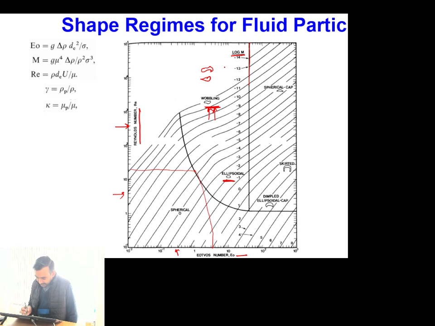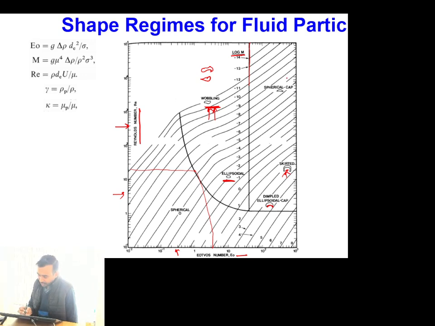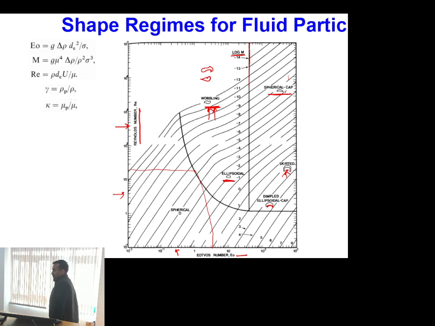Here, when our Bond number is very high and at low Reynolds number, we can have a dimpled ellipsoidal cap, where the shape is in the form of an ellipse but at the tail it is distorted. It has some dimple formation, which is why the name is dimpled ellipsoidal. Once you slightly increase the Reynolds number, the bubble will be in the shape of a skirted bubble. And finally, if you have very high Reynolds number, then your bubble will take the shape of a spherical cap.